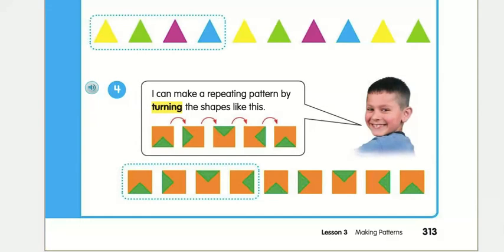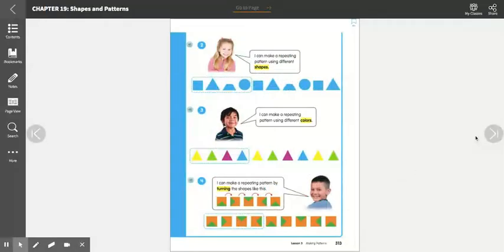And now this fella is making a repeating pattern by turning the shape like this. So he has a square, and in the bottom of the square is a triangle, I'm thinking it looks like an orange pattern block with a triangle on it. First he turns it once, and the triangle moves to the left side. He turns it again, and now the triangle's on top. Turn. Triangle on the right. Turn back to the beginning. So here's our pattern. He turns it four times. And now back to the beginning. If he turns it again, the triangle will be on the left.